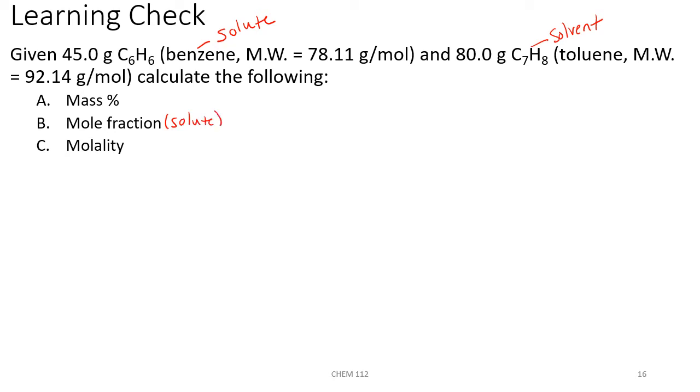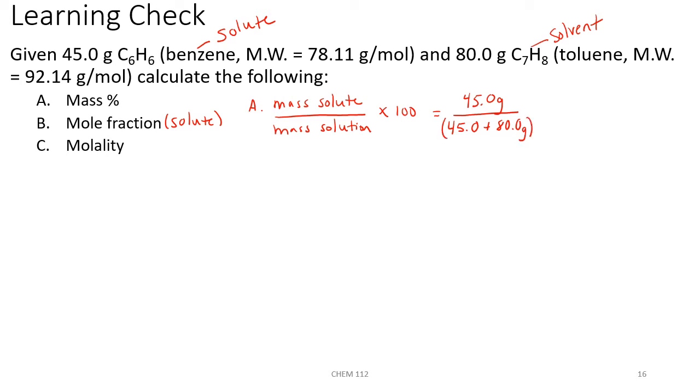First, let's calculate the mass percent. Mass percent will be calculated as the mass of the solute over the mass of the solution, so that's the solute and the solvent, times 100. The mass of our solute, which is our benzene, is 45 grams, divided by the mass of our solution. So we're going to have 45 grams from our benzene plus the 80 grams from our toluene. We're going to have that whole thing in the denominator times 100 because it's expressed as a percentage. So for A, our mass percent of the solution should come out to being 36%.